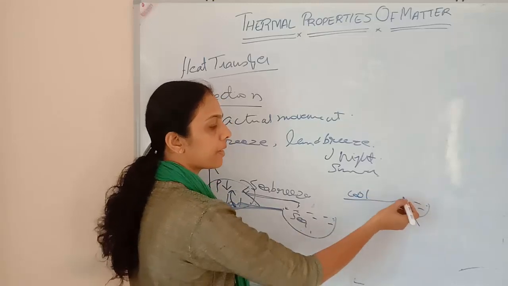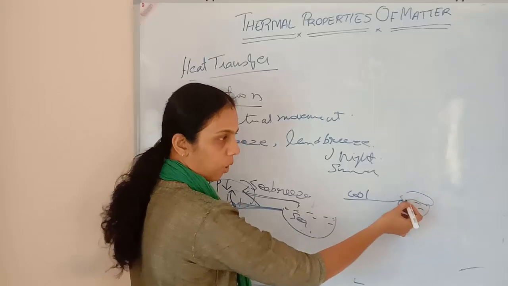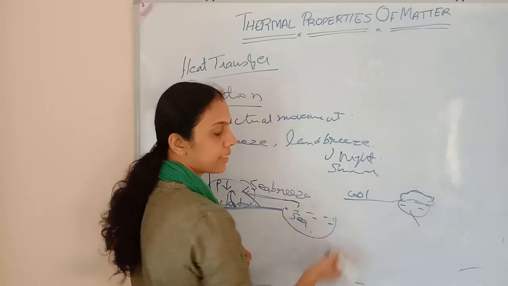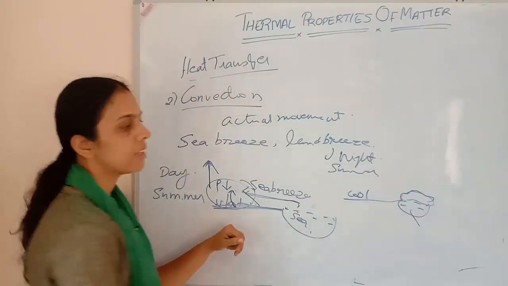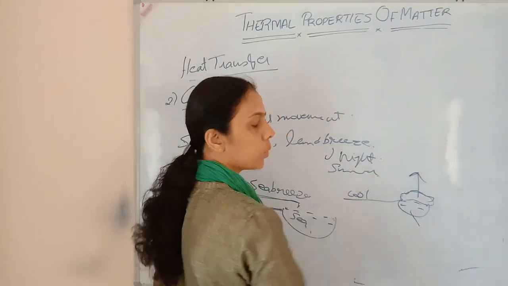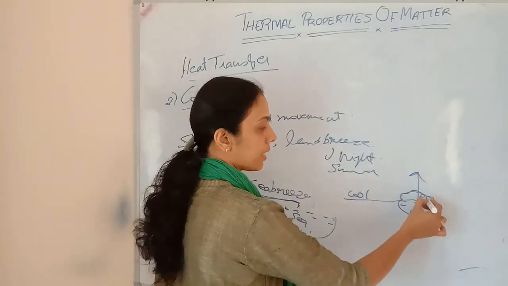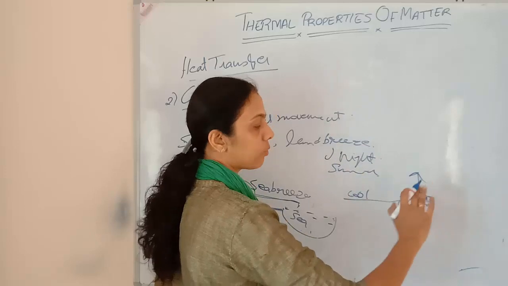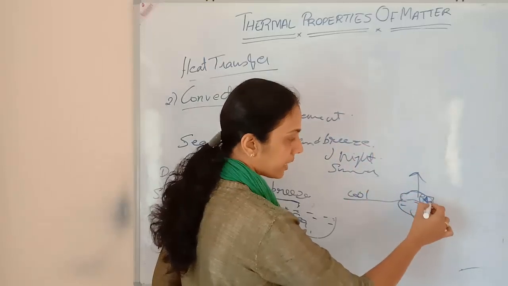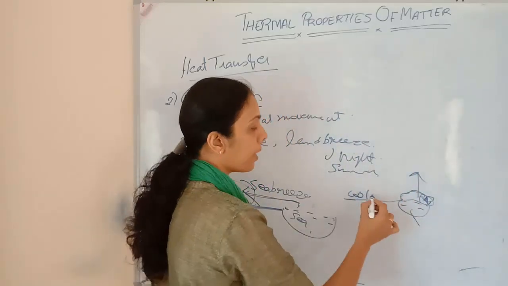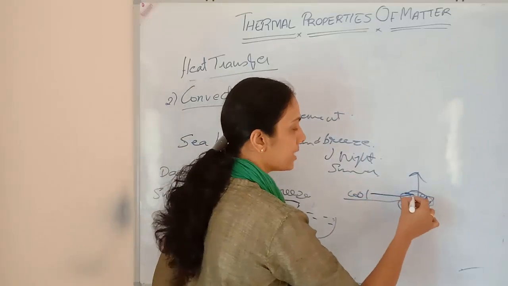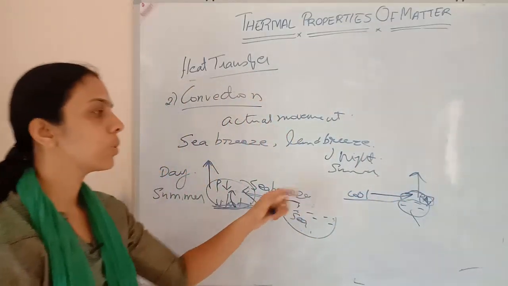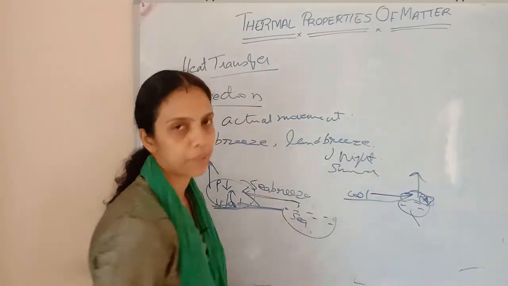So what will happen? Sea water is hotter, so the air just above the sea water will heat up and go up. The density of the air above the sea water will decrease, and so it will move up, and the cold air from the land will move to the sea. So that is called a land breeze.